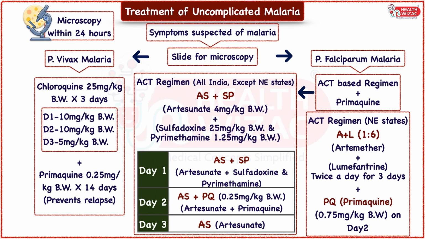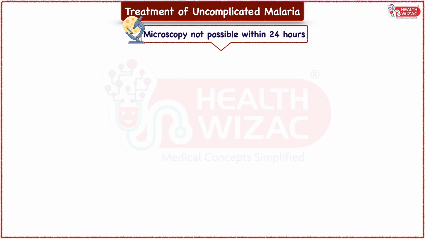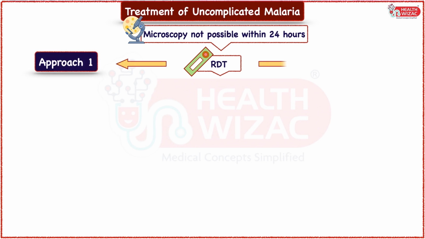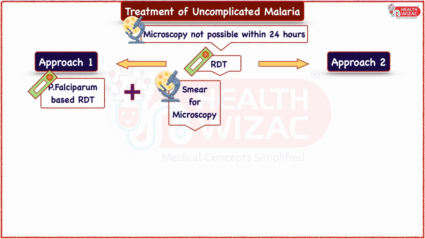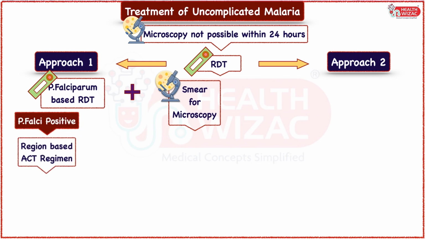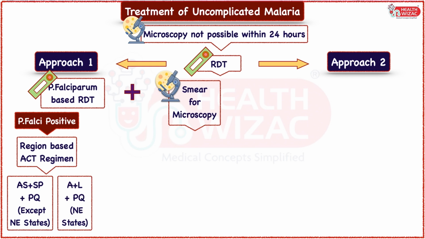In areas where microscopy is not available within 24 hours, in all clinically suspected cases of malaria, a rapid diagnostic test should be performed, in which one amongst the two approaches can be used. In approach 1, P. falciparum based rapid diagnostic kits are used along with preparation of a blood smear which is sent to the lab for microscopy. If the rapid diagnostic test is suggestive of P. falciparum positive, then the region-based ACT regimen as discussed earlier is to be started as early as possible.